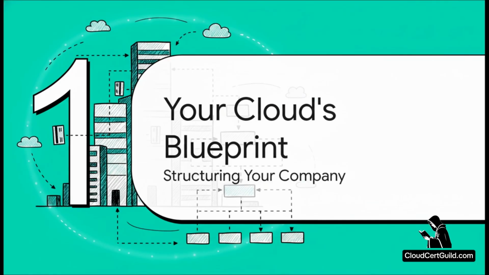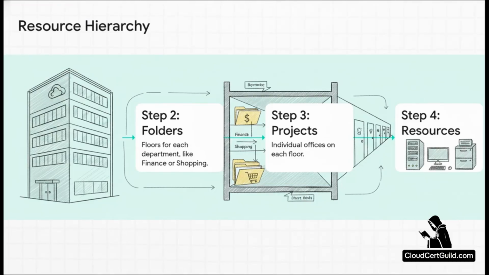Okay, first things first. Before we can even think about handing out a single key card, we have to understand the layout of the building. In the world of Google Cloud, this structure is called the resource hierarchy. And trust me, it's the blueprint that everything, and I mean everything, is built on. Think of it like this. It's actually pretty intuitive. At the very top, you have the organization. That's the entire headquarters building.